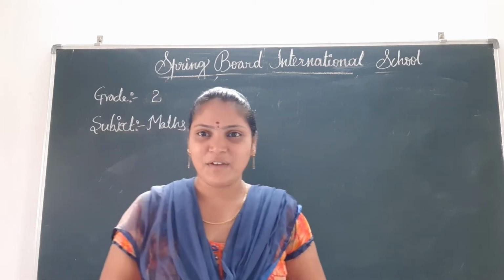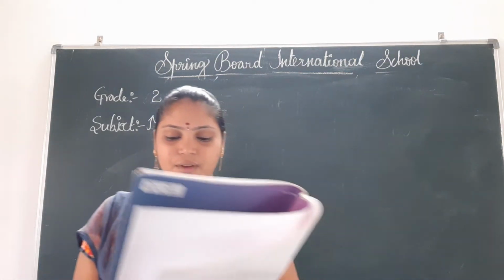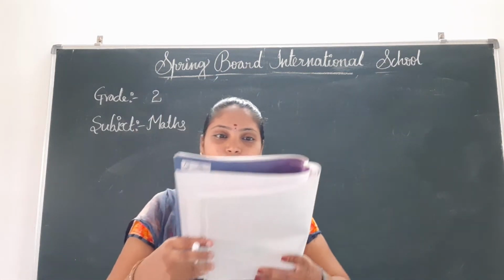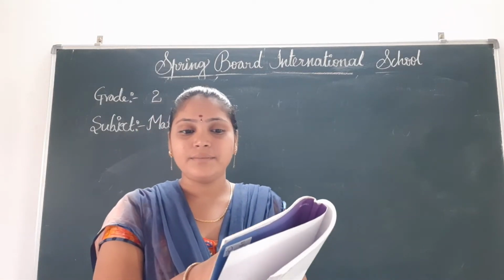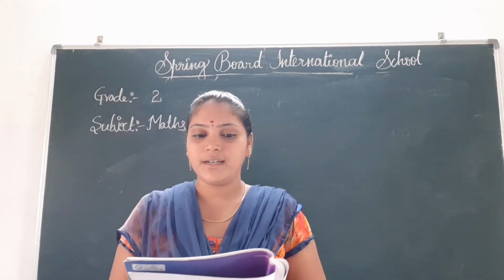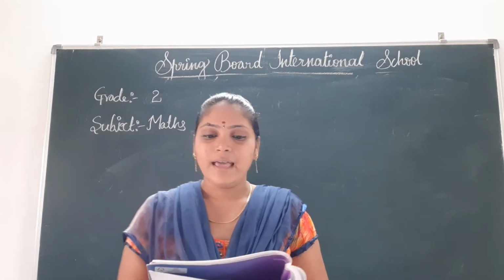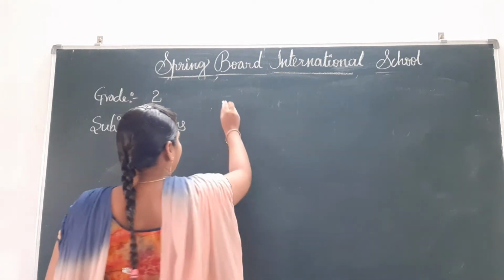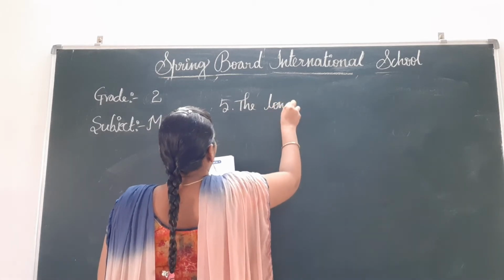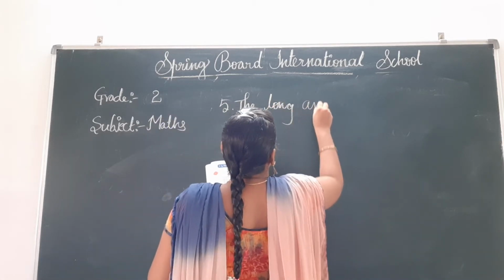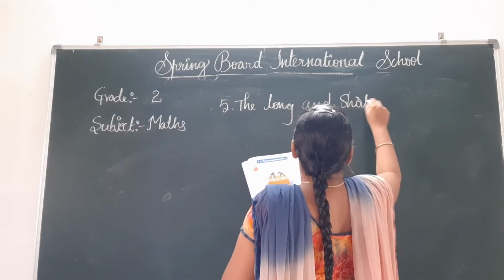Now, let everyone open chapter 5. Page number 93. Everyone open page number 93. And first of all, read the title of this chapter, everyone. What is the name of our 5th chapter, children? The long and short of it.